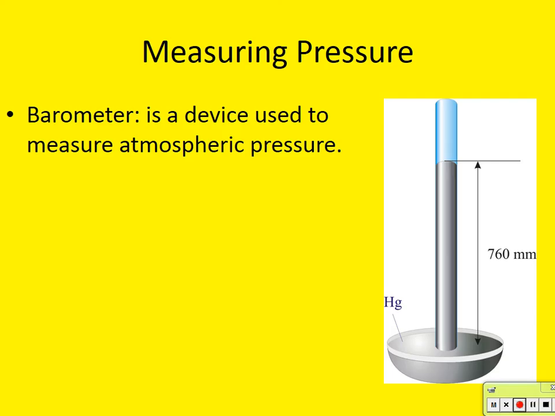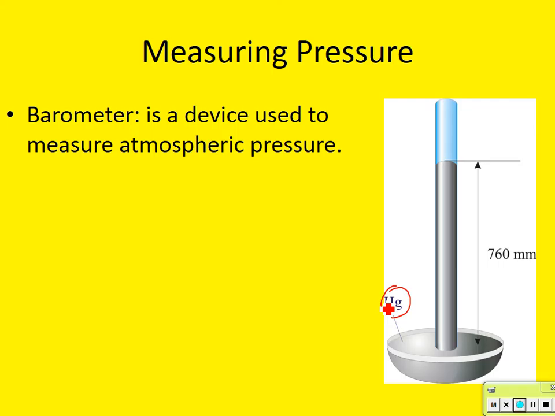It's got a little dish at the bottom, and it's filled with mercury. Hg is mercury. Mercury is really cool. Why is mercury blue on this periodic table? It's a liquid at room temperature, but it's a transition metal. But it's liquid. That's what makes it cool.